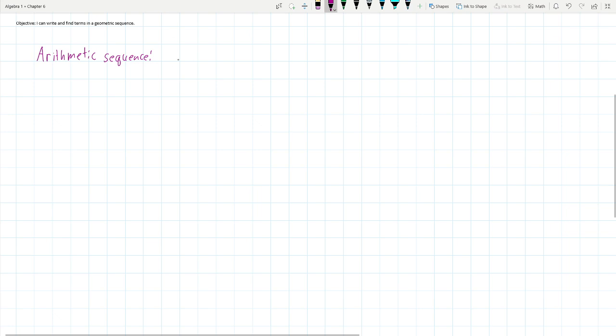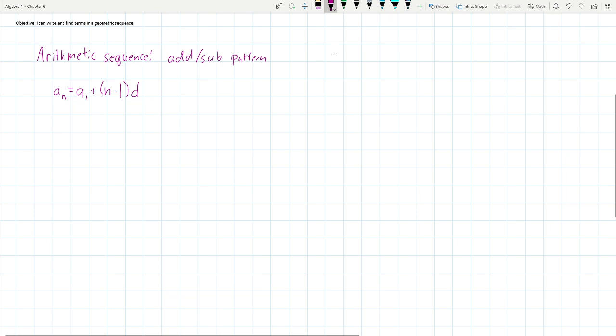So an arithmetic sequence, this is where it seems to add or subtract. It's an adding or subtracting pattern. And the general form for this is a sub n equals a sub 1 plus n minus 1 times d, where a sub n is the value of the term that we want, a sub 1 is the first term in the sequence, n is the number of the term that we want to find, and d is our change.